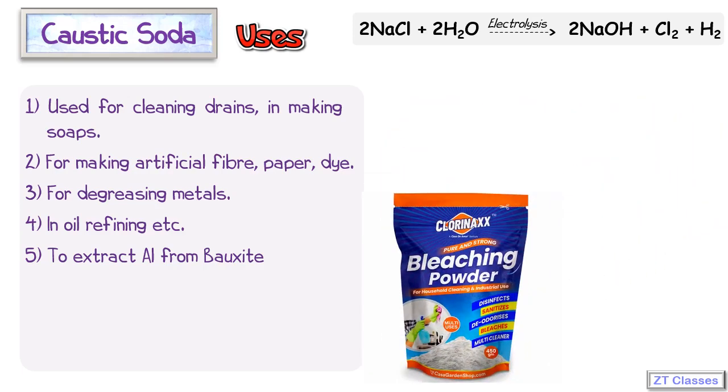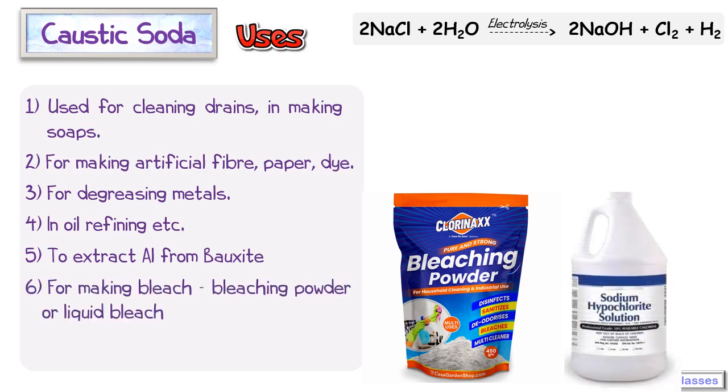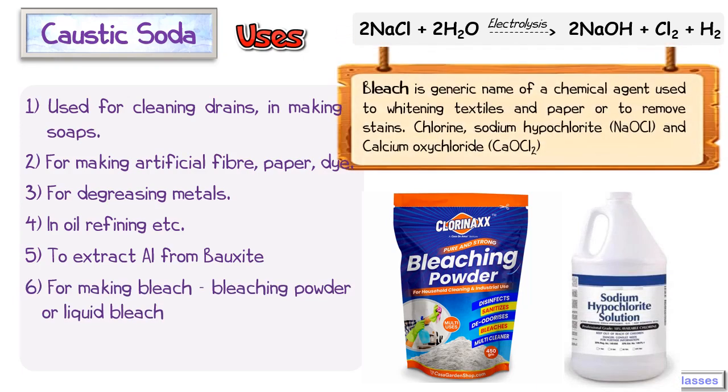Caustic soda is also used for making bleach, especially your bleaching powder or liquid bleach. What is bleach? We have discussed bleach is nothing but a chemical agent which is used for cleaning of clothes or whitening of paper. So that's a bleach. So these are the usages of caustic soda.